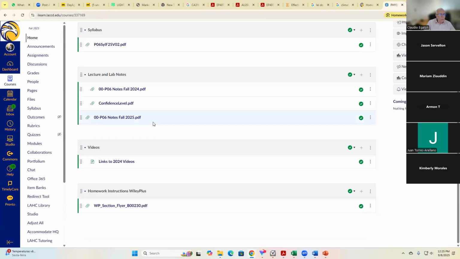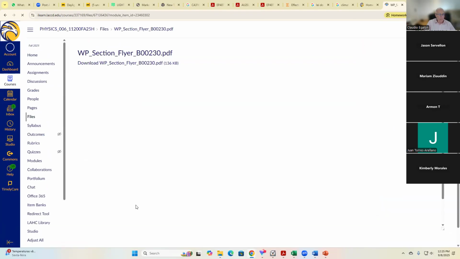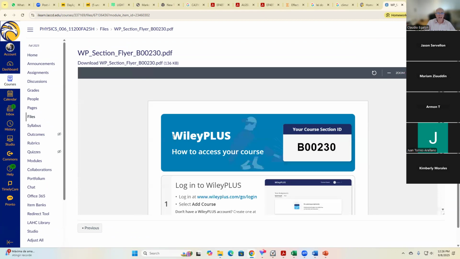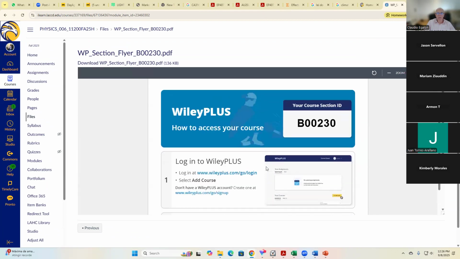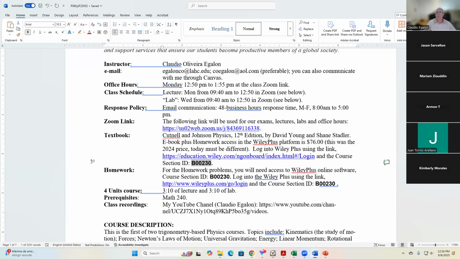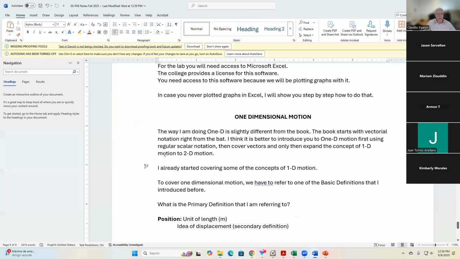Okay, good. Right in here, this flyer here. So you have 2 places to look for it. And here, B00230. Okay. So close it and close it.